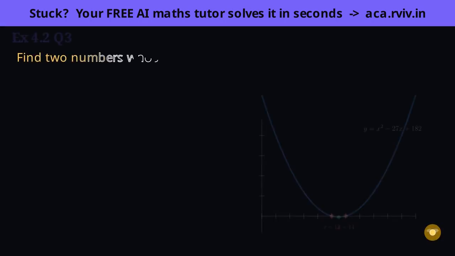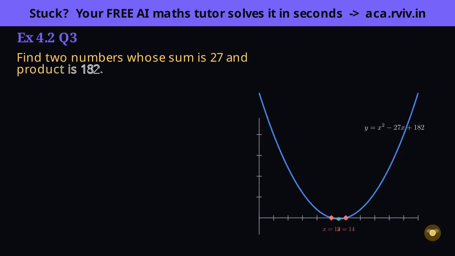Sum and product point straight to one quadratic. "Sum is 27" is the phrase that lets one letter do everything. If one number is x, the two must total 27, so the other is 27 minus x. The sum condition gives us the second number free.